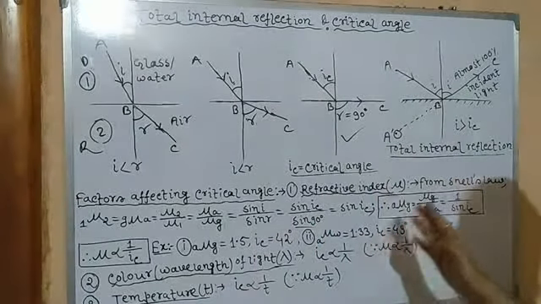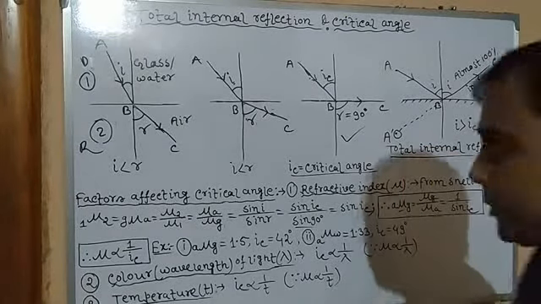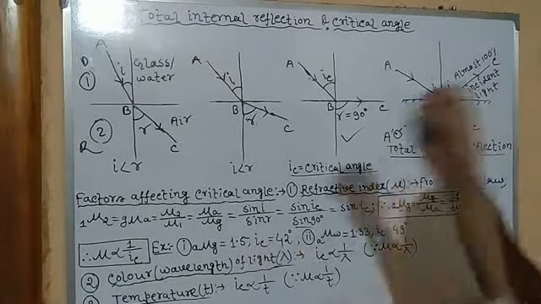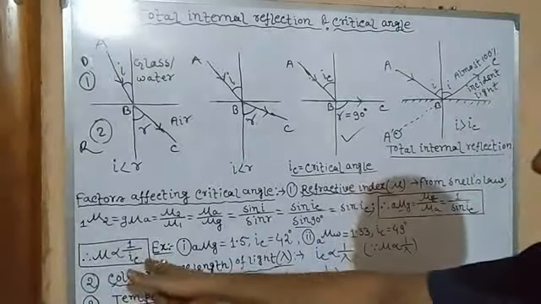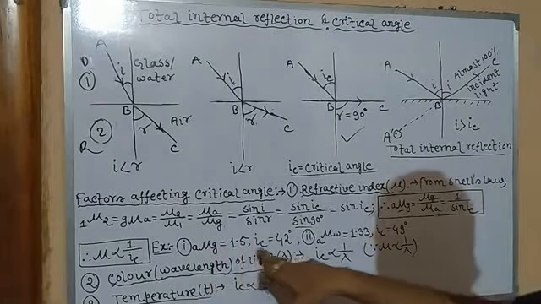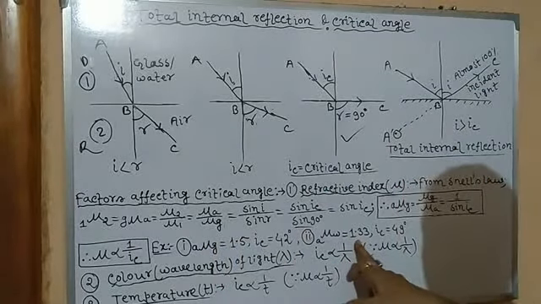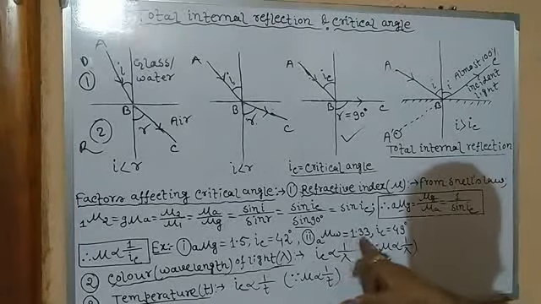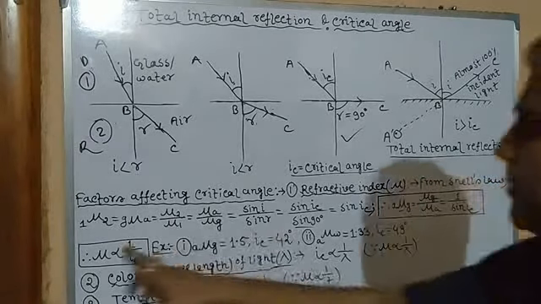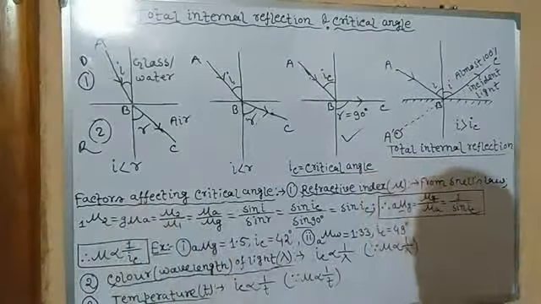Clear? Now look, to find out the critical angle in the case of the water-air interface, the refractive index of water with respect to air is 1.33, less than 1.5. But the critical angle increases. So from these two values, we can easily say that the refractive index is inversely proportional to critical angle. When mu was 1.5, the value of critical angle was 42 degrees. But when mu decreases, that is 1.33, for the water interface, look, the value of critical angle increases. So it clearly establishes the inverse relation between refractive index and critical angle.